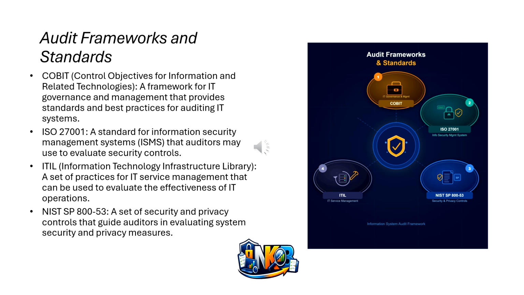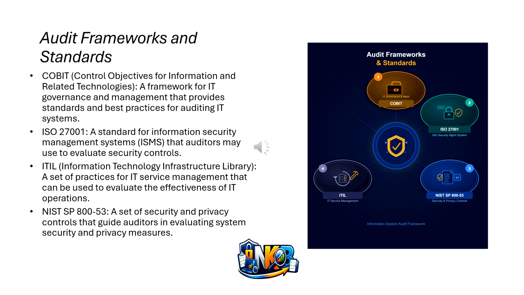One is COBIT. What is COBIT? Control Objectives for Information and Related Technologies, a comprehensive framework for IT governance and management. It sets standards and best practices for auditing IT systems, ensuring alignment between IT and business goals. The second one is ISO 27001. This is an international standard for information security management systems. Auditors use it to evaluate whether an organization's security controls are properly designed and implemented.